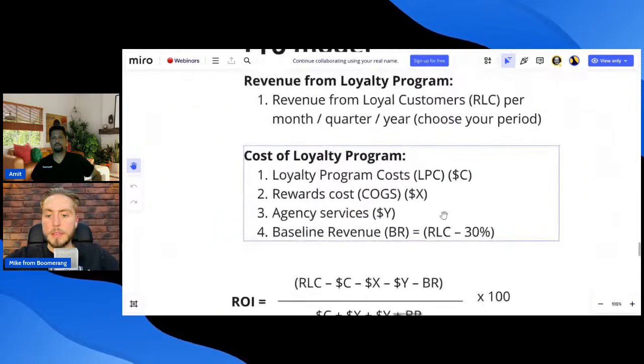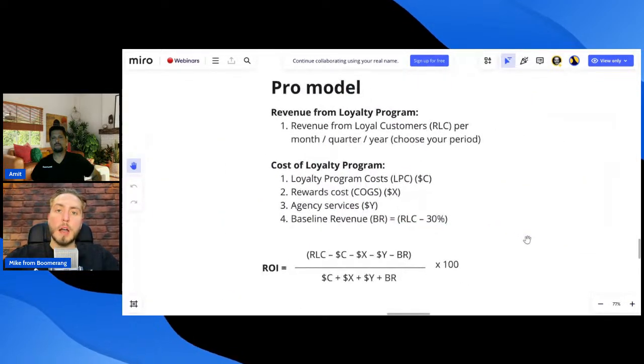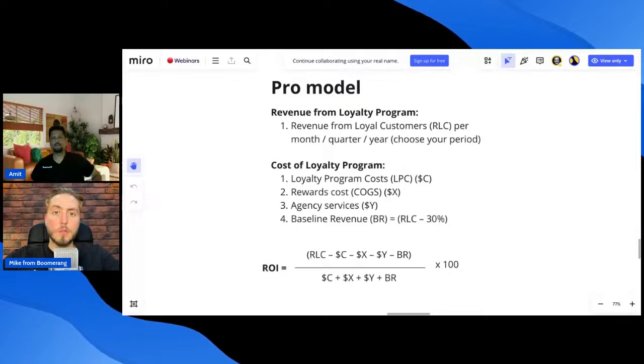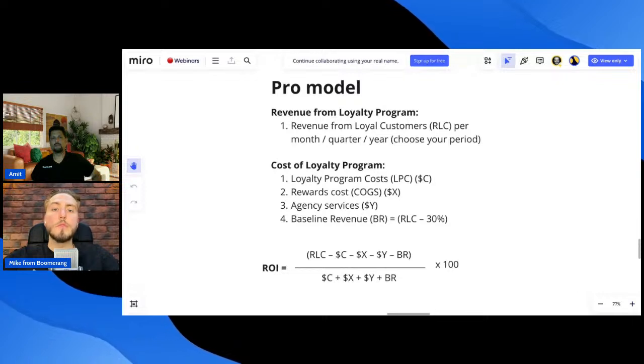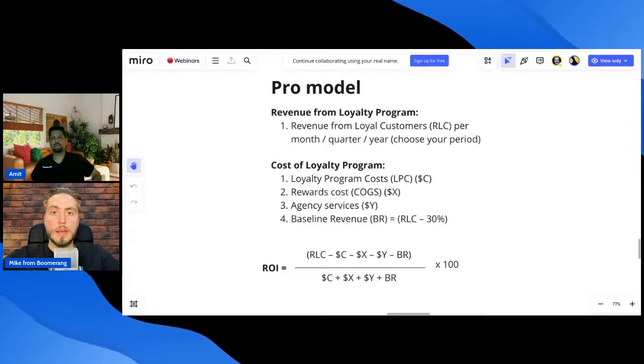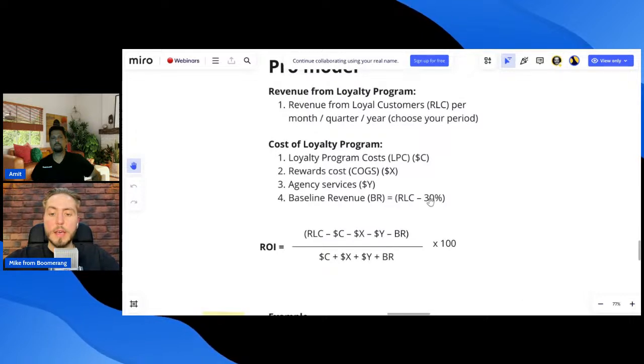Why did I place 30% here? Because across 2 million issued loyalty cards worldwide in our services, we could say that loyalty members with loyalty cards generate up to 30% more revenue for businesses, in contrast to non-loyal members. And this is why we placed it; these are our numbers.